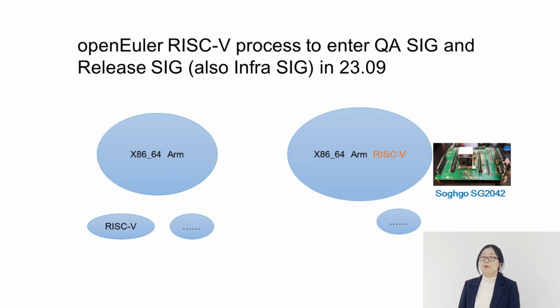Currently, the building of RISC-V is based on x86_64 virtual machines, and there is still a shortage of resources. We expect that after the SG2042 machine is connected to the RISC-V building platform, the building efficiency can be greatly improved, and RISC-V can enter the openEuler mainline at the 2309 version node.